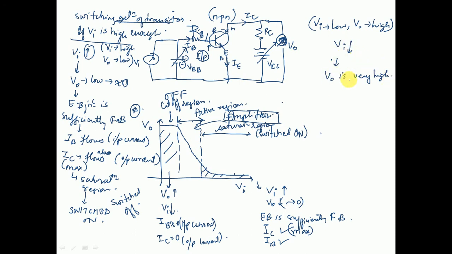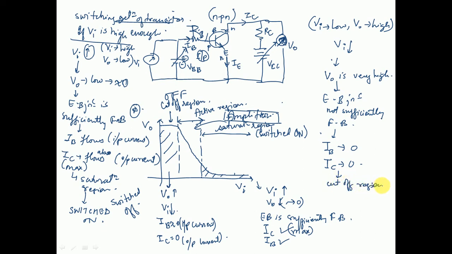So Vi is lesser, V naught is very high. As a result, what will happen? The EB junction is not sufficiently forward biased, so IB, which is your input current, is 0 and IC is also 0. So we can say that the switch is working in the cutoff region, and therefore it is switched off. The circuit will be switched off.